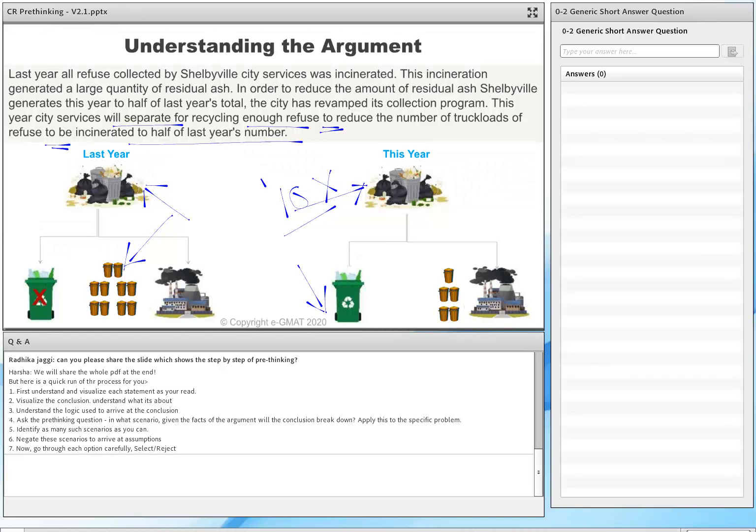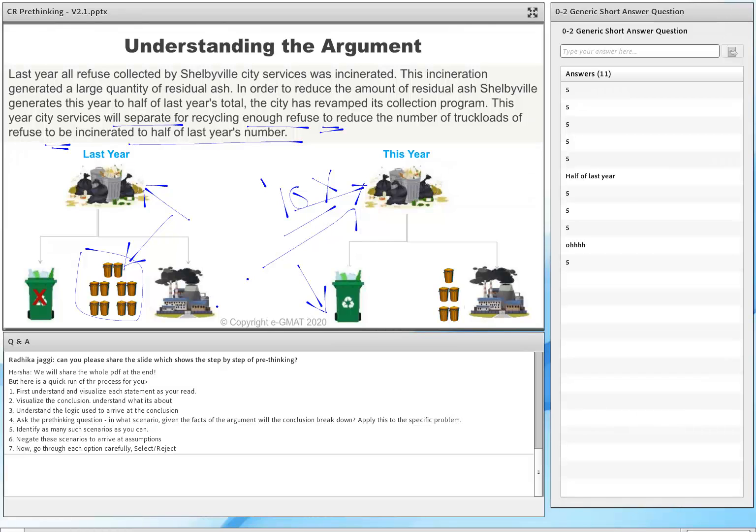So what is this saying? This is saying regardless of the amount of garbage you separate, I'm only going to send half as many trucks as we sent last year for incineration. So if I sent 10 trucks last year, even if I collect 10 times as much refuse, how many trucks am I going to send? 5, right? Half of what it was last year.